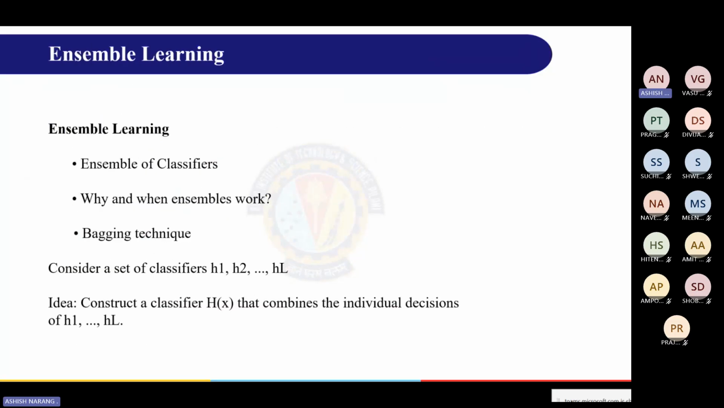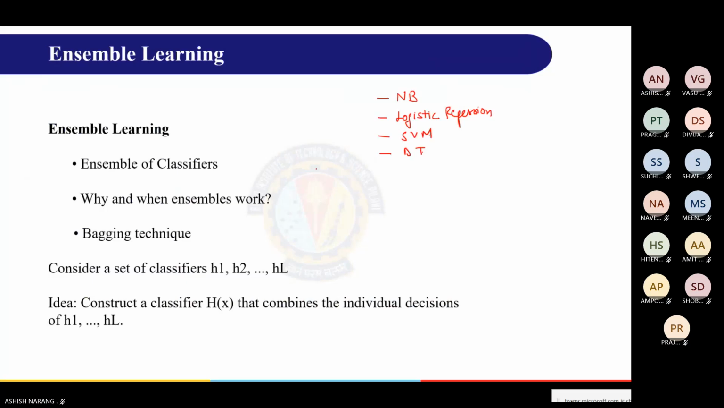Now, what is ensemble learning? We have talked about various classification models. We started with Naive Bayes, I'm writing NB. We did logistic regression also, then SVM, support vector machine, then decision trees. These are the 4 classifiers we have studied.